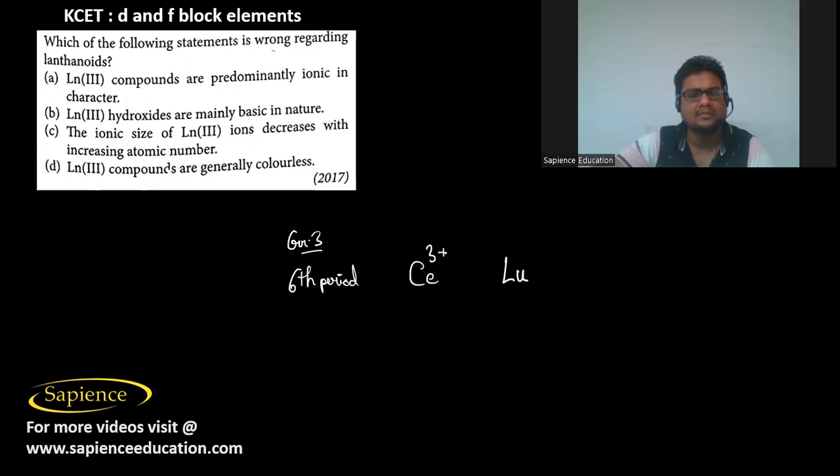Okay, so then lanthanum compounds are generally colorless, which is false, since lanthanum 3 compounds have got vacant d orbitals. So it has got unpaired electrons in the d orbitals and vacant d orbitals also. So their solutions will have some color. So they will form colored solutions. So hence their compounds are not colorless.